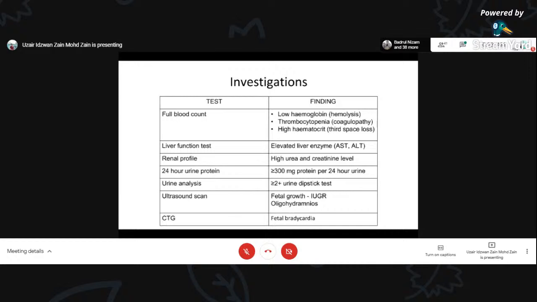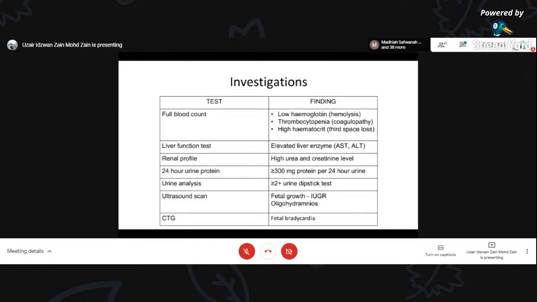So one of them is full blood count, liver function test, renal profile, 24-hour urine protein, urine analysis, ultrasound scan, CTG if needed. So I'll just skim through the important ones, like of course full blood count, liver function test. This is where you get your HELLP syndrome, and the renal profile. Basically, why do you need a renal profile? Basically, first, you want to calculate the protein creatinine ratio.